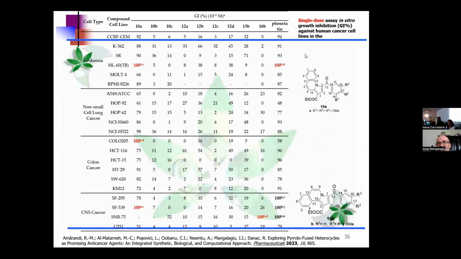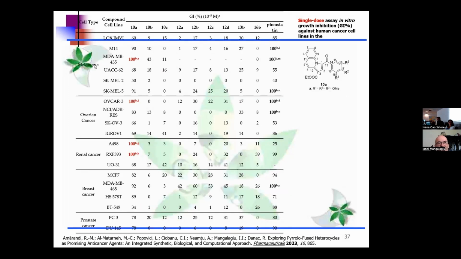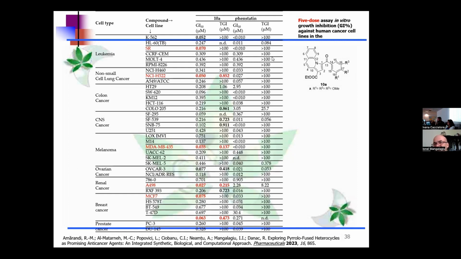Okay, so let's see which are the results. If you look here in the table, I just picked some of the data that the people from the National Cancer Institute sent to us. You may notice that compounds with pyrroloquinolinic structures of this type and pyrrolo-isoquinolinic structures prove to be the most active. As you can see here, they show 100% growth inhibition for this compound and this compound against different types of cancer cells. Look here, so quite a non-selective activity. And because of this, they pass to the second stage.